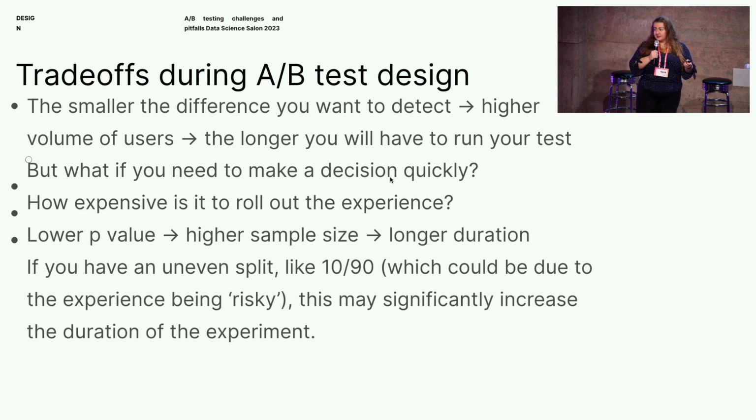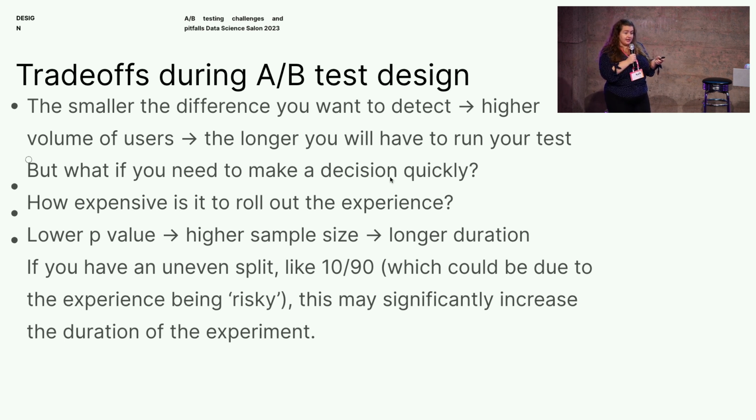So again, what happens if you need to make a decision quickly? The other question is, how expensive is it to roll out the experience? Can it actually be A/B tested, or is it just so expensive that we're rolling it out anyway? If you ever want to use a lower p-value, which I haven't seen done very often, but it may happen, again, you will need a larger sample size, and you will need to run the test for longer.